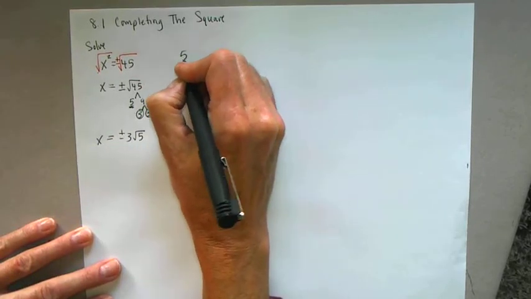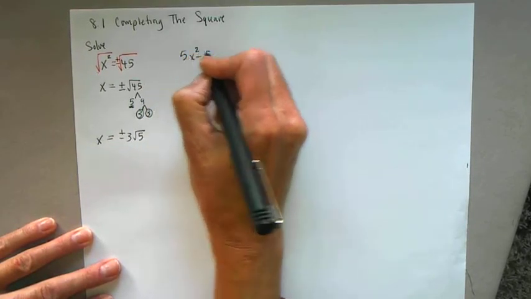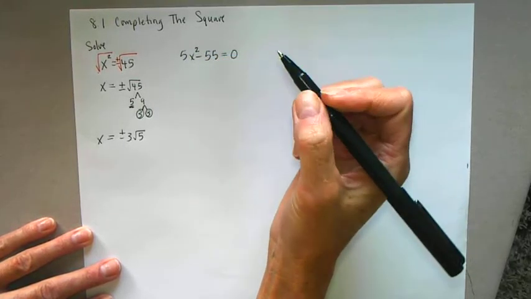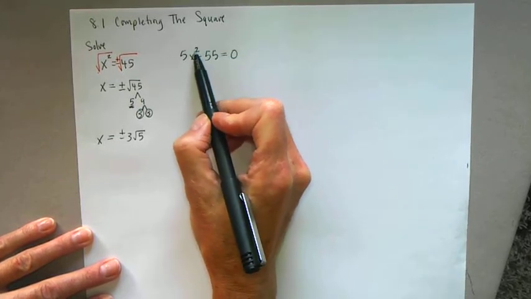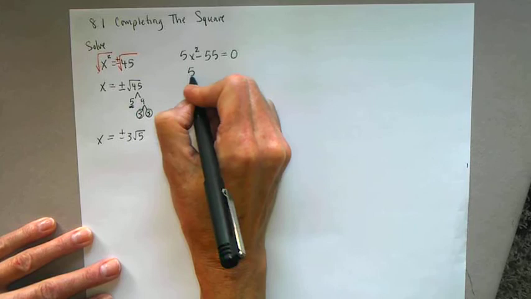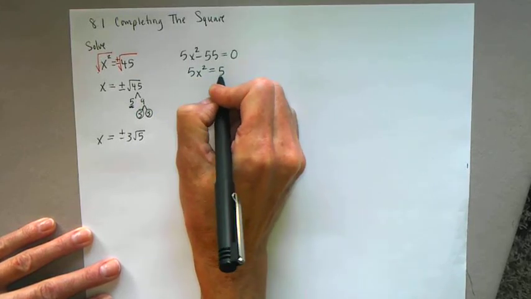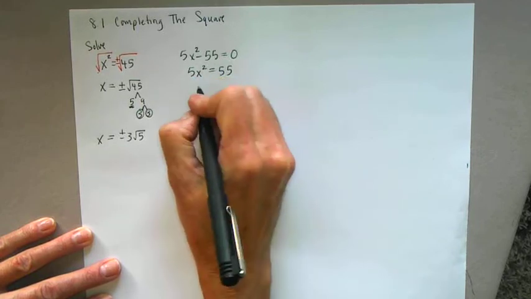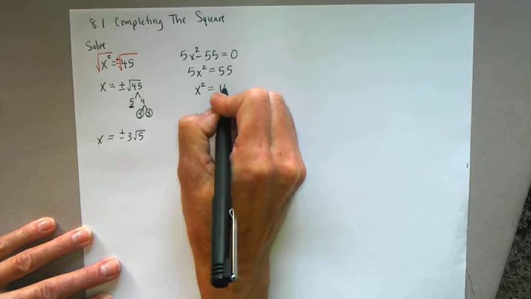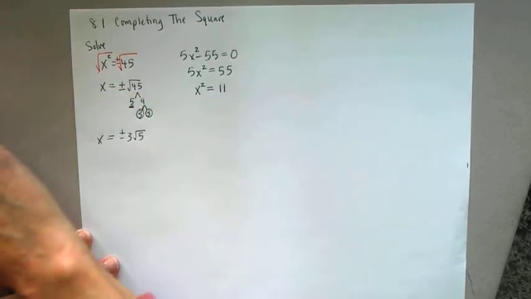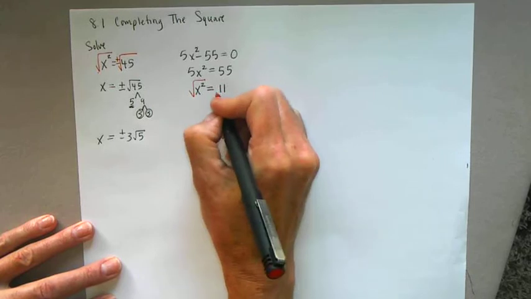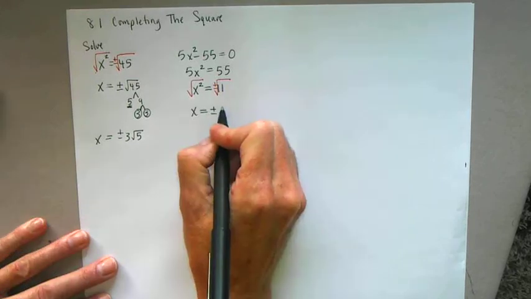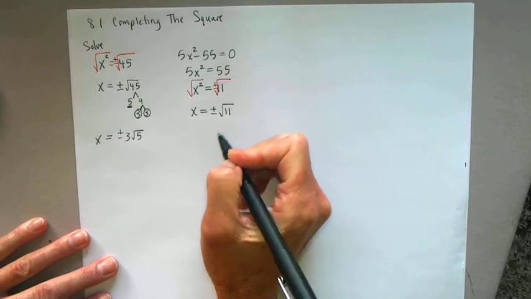Let's try this one. Suppose I gave you 5x squared minus 55 equals 0. Now, to complete the square, I need to get the square alone. So I'm going to go ahead and add 55 to both sides. And I'm even going to go further and divide by 5. So I'm going to divide both sides by 5. So I get x squared equals 11. Now I'm going to cancel the square with a square root, and since I'm square rooting both sides of an equal sign, I add plus or minus. On the right, we get plus or minus root 11.